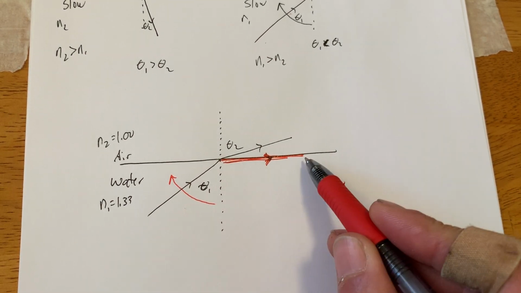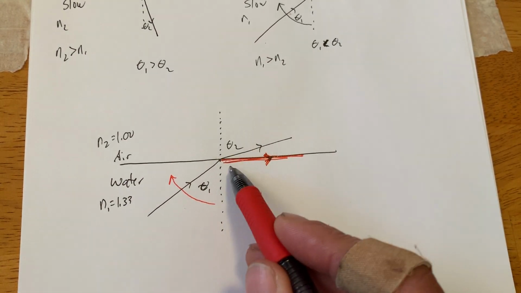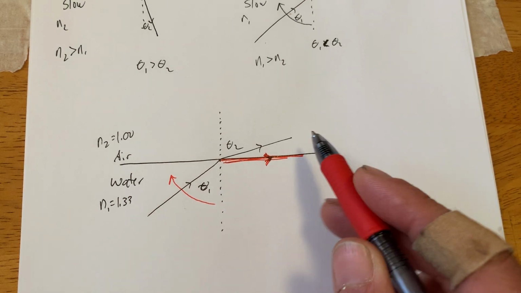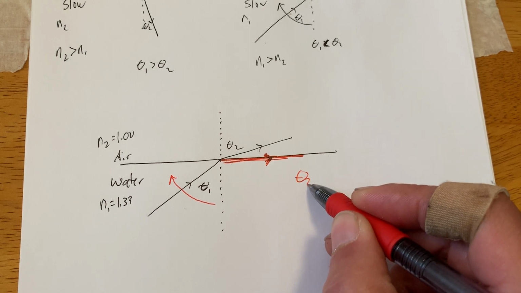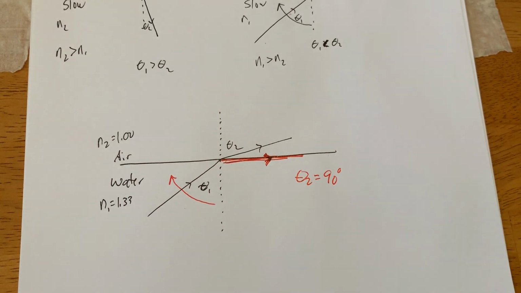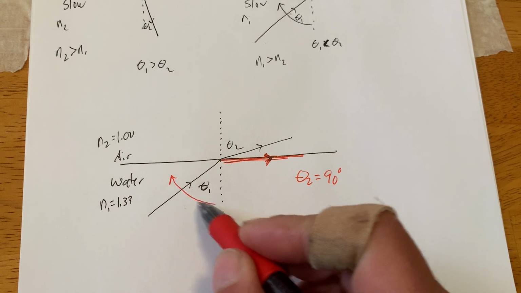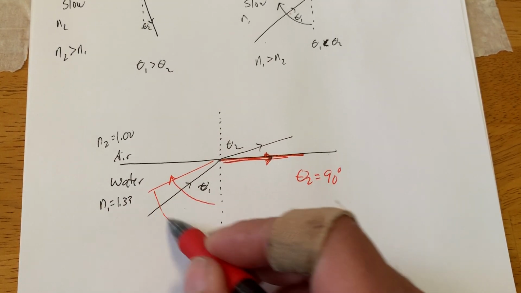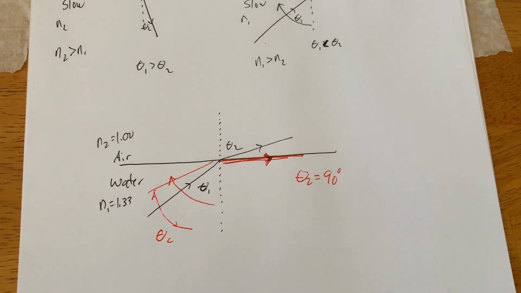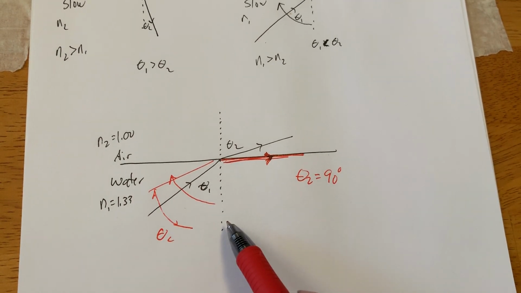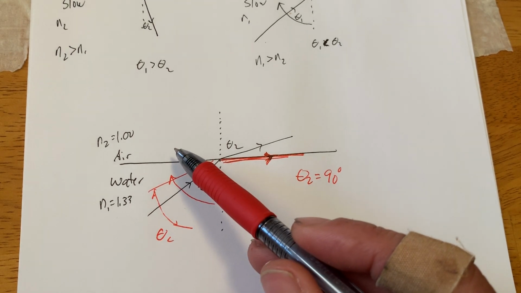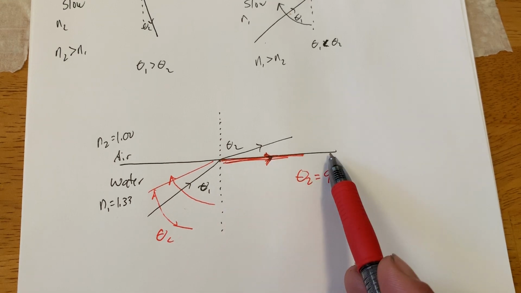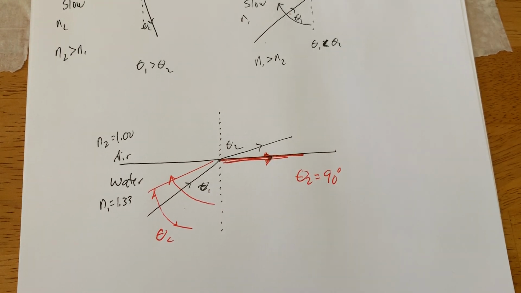What angle is this? So if I can get this refracted ray to run right along this boundary, what would theta 2 be equal to? Well, theta 2 would be equal to 90 degrees. Okay, so what angle would this have to be? I'm going to be specific. This is what we call my critical angle. It's the angle when I go from slow to fast, which makes my refracted angle run right along this boundary, or exactly 90 degrees.